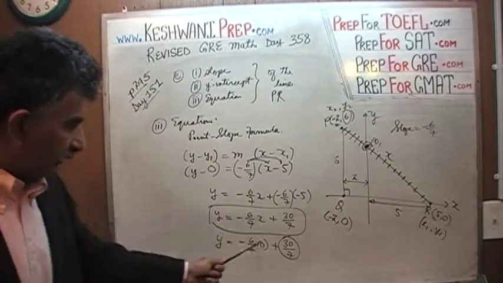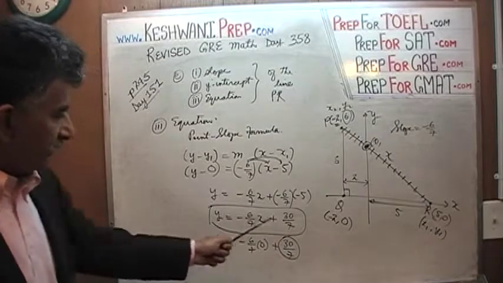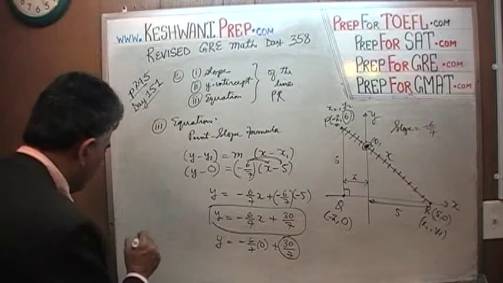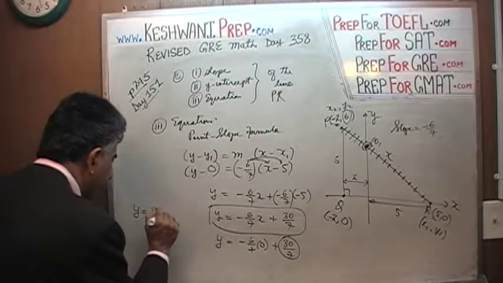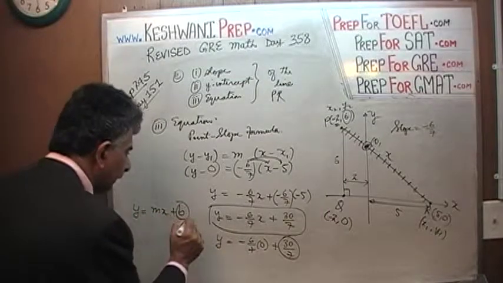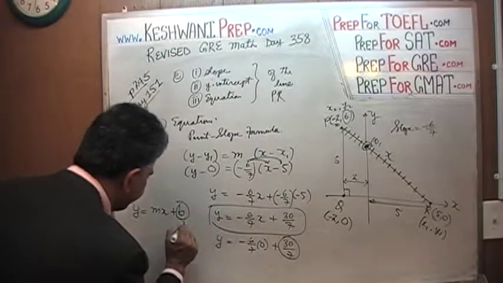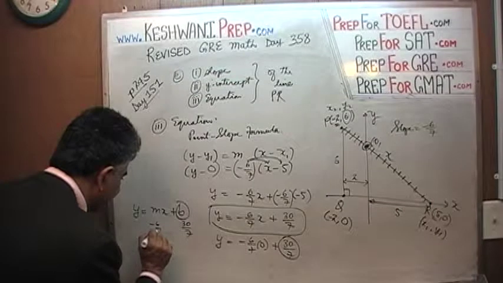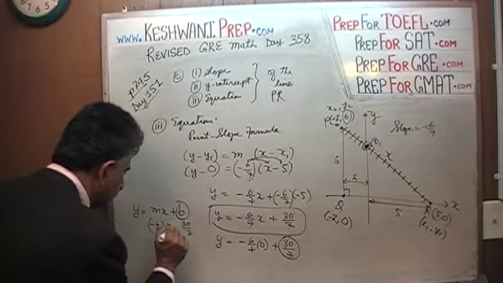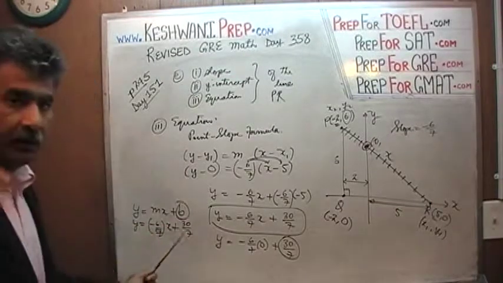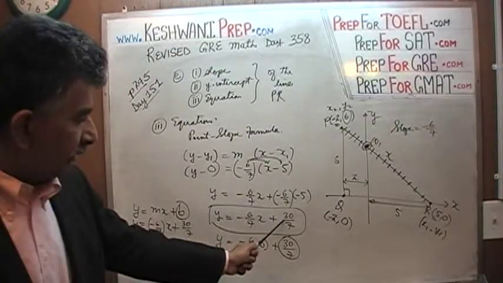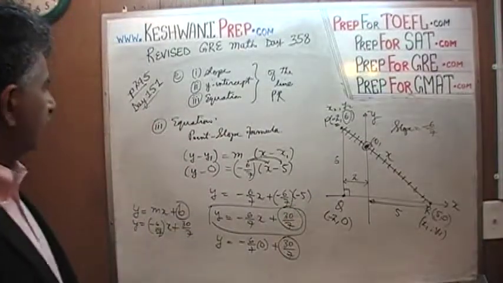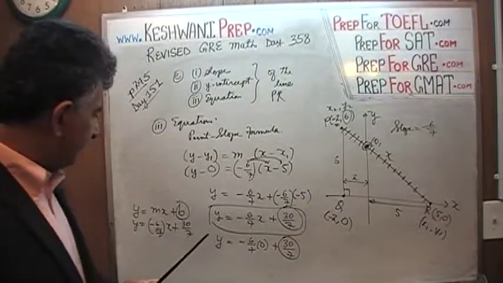We didn't actually have to do all of this. Just by visual inspection, if the equation is written in the standard form, y equals mx plus b, this b is your 30 over 7. The slope is negative 6/7. If the equation is written in this form, then just by visual inspection you can tell that this is the y-intercept. Right there. That's it, we're done. The y-intercept is 30 over 7.